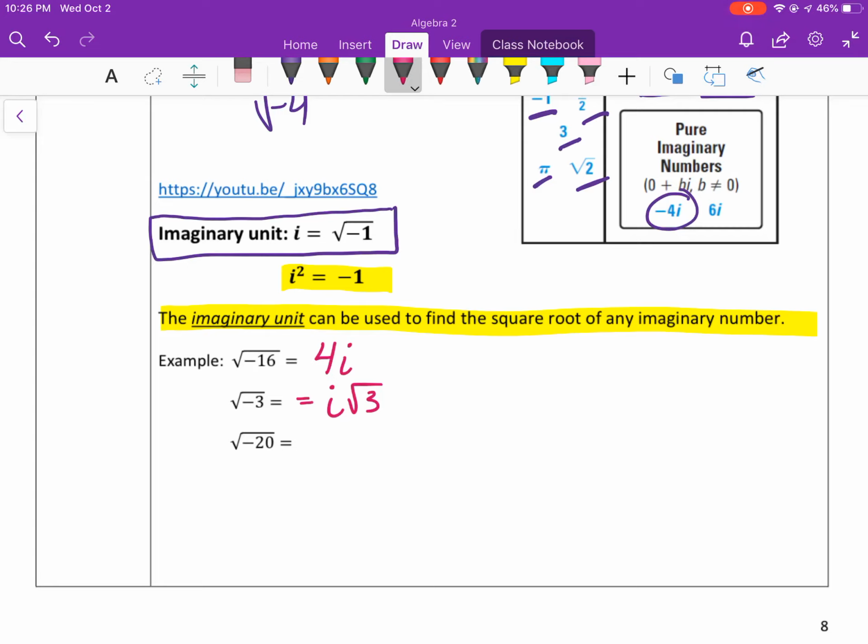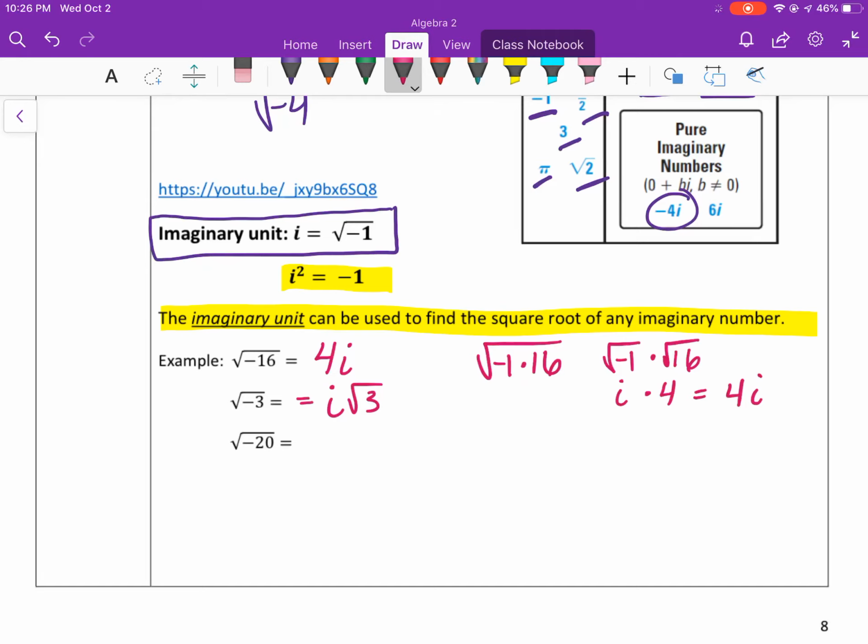And really this comes down to, because you can break out 16, negative 16 is negative 1 times 16. Then the square root of negative 1 times the square root of 16: the square root of 16 is 4, and the square root of negative 1 is i, and i times 4 is 4i. So that's where that kind of breakdown is.